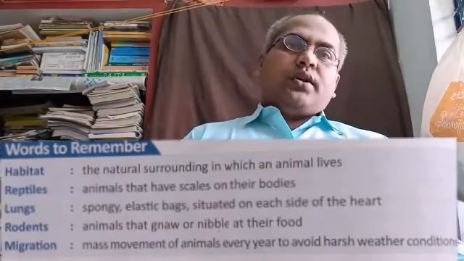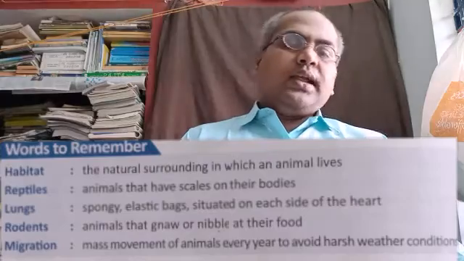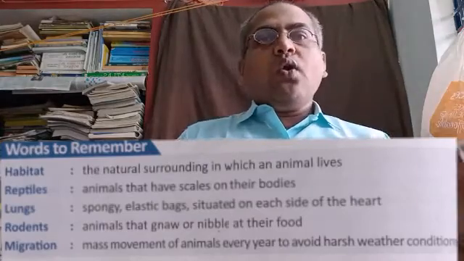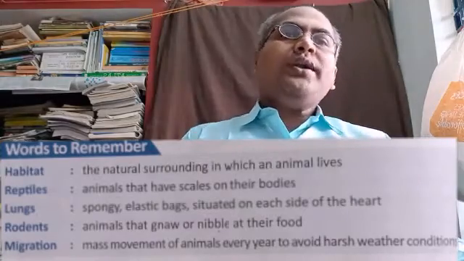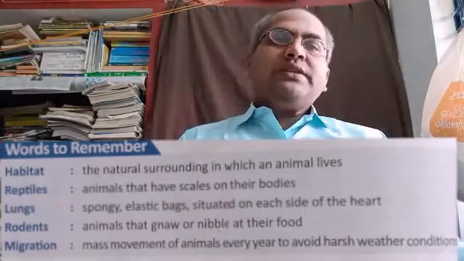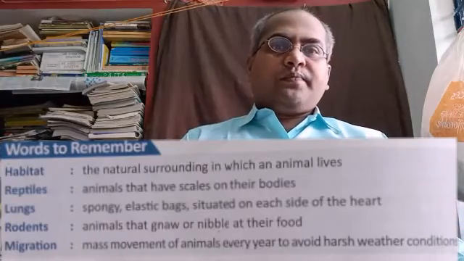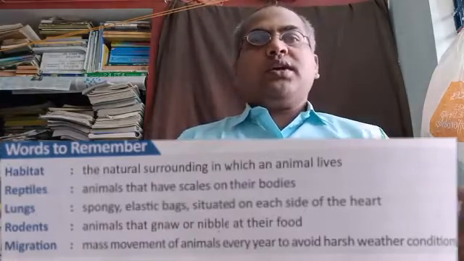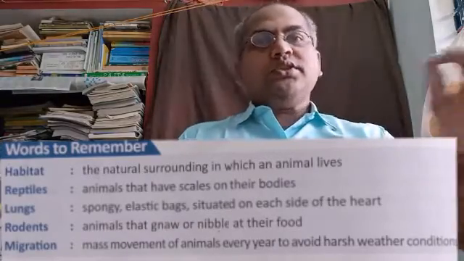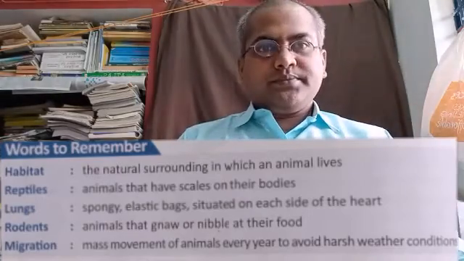Next come the rodents. So rodents are the animals that gnaw their food or nibble at their food. Means कुतर कुतर कर खाना. वो अपने food को कुतर कुतर कर खाते हैं. So this is what rodents are.